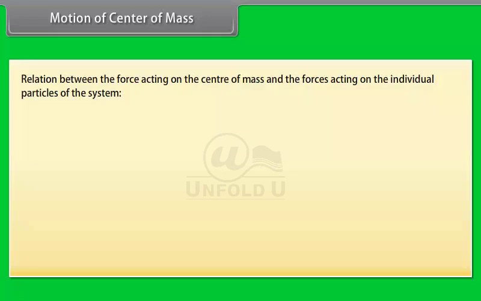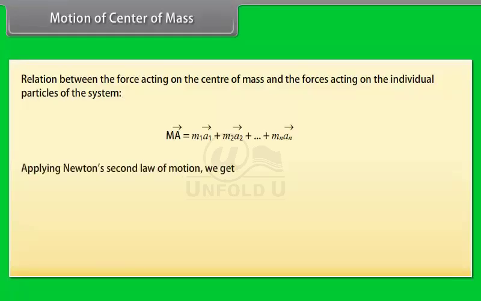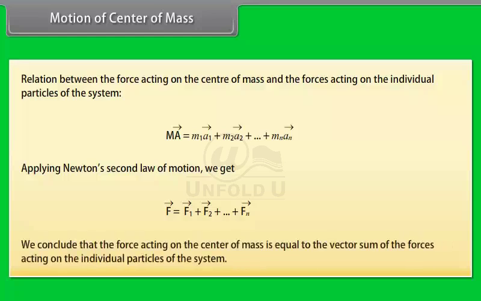Relation between the force acting on the center of mass and the forces acting on the individual particles of the system. M A vector = M1 A1 vector + M2 A2 vector + ... + Mn An vector. By applying Newton's second law of motion in the above equation, we get F vector = F1 vector + F2 vector + ... + Fn vector. We conclude that the force acting on the center of mass is equal to the vector sum of the forces acting on the individual particles of the system.